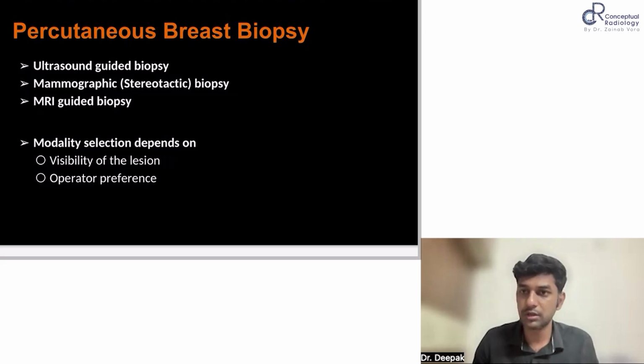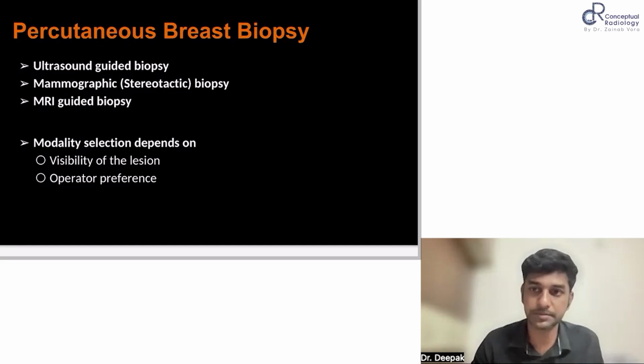So two things are very important. Someone who is doing a lot of stereotactic biopsies might feel more confident, and they are more likely to expect a positive result when a mammo-guided biopsy is done. If the lesion shows certain characteristics like microcalcifications or architectural distortion, which are very well appreciated in mammogram, people who are more confident might prefer doing a stereotactic biopsy or digital breast tomosynthesis guided biopsy. So of course, ultrasound is the most common modality used, and it can be very well used on a daycare basis.